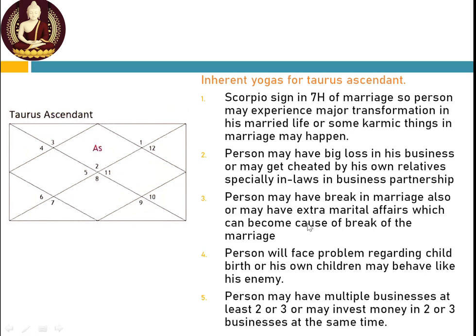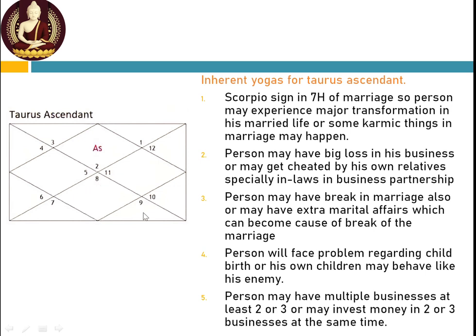The person may have a break in marriage also, and may have extramarital affairs also. But extramarital affair, why? Because it is natural. Scorpio sign energy is falling in the seventh house, and it can become the cause of the break of marriage. So you can counsel the client that this is happening in your chart, but which prediction out of these will come true depends on the planets later on. But this is the inherent yogas. They generally may go for an extramarital affair if the Lagna Lord is afflicted or the seventh house is afflicted.